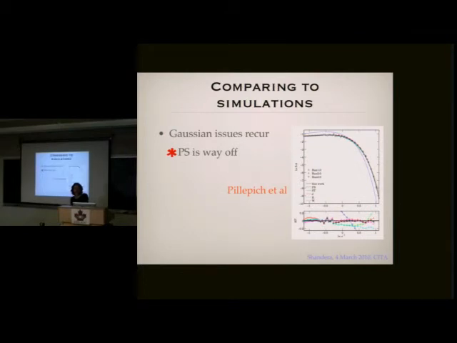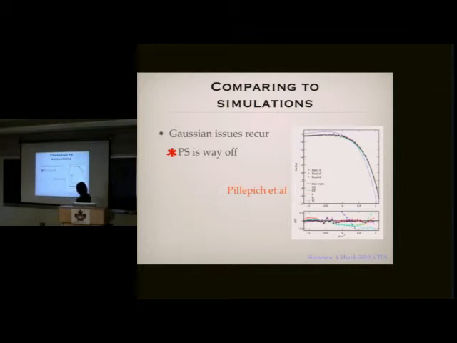And I think I want to show you just a couple of things that can happen when you try to compare to simulation. So the first thing is that all the issues with the Gaussian case recur, right? Just to remind you, this is a plot from people doing non-Gaussian simulations. The points are their simulations, but this in particular is a Gaussian case.